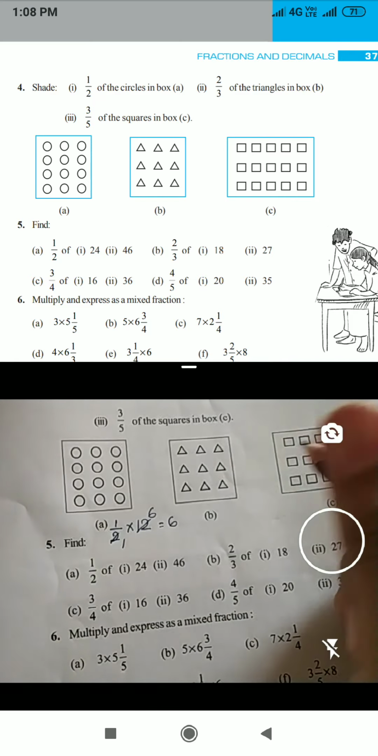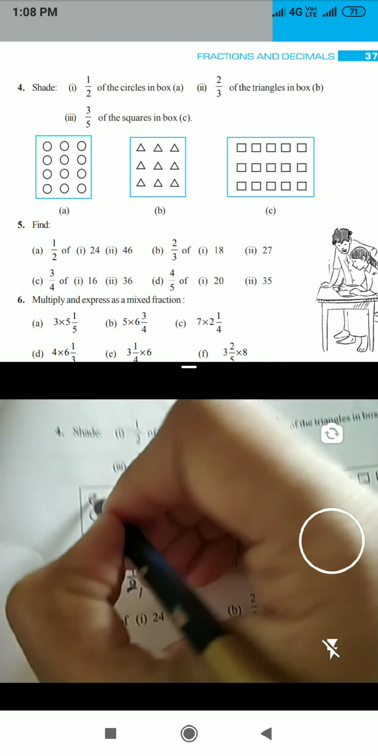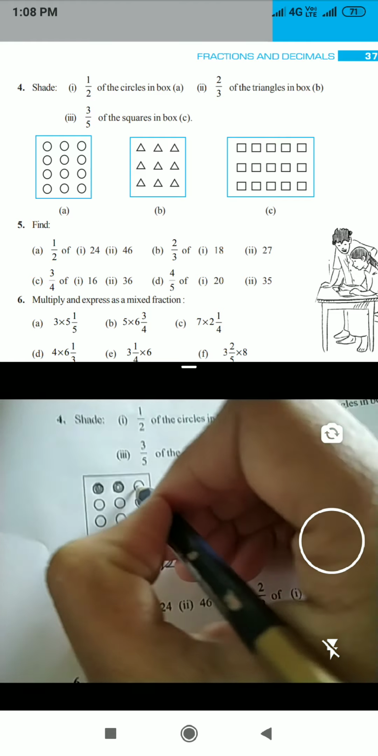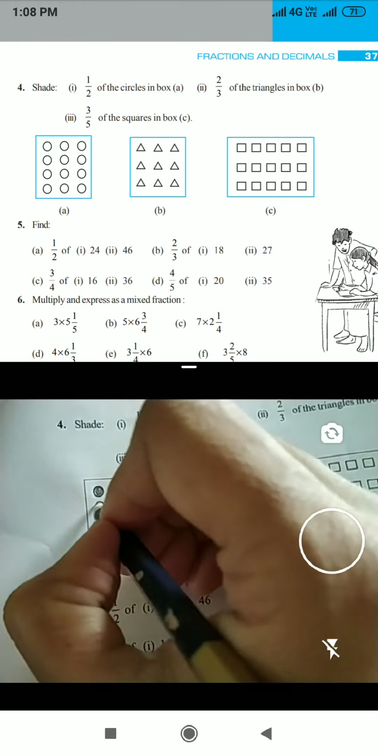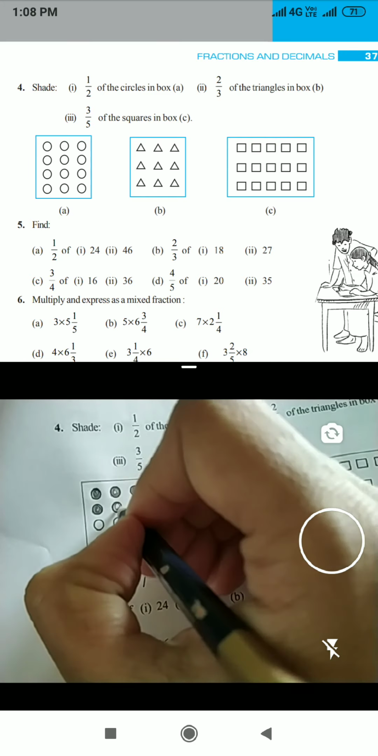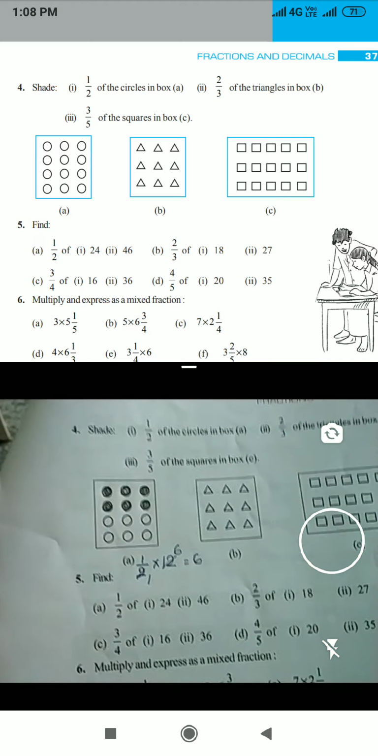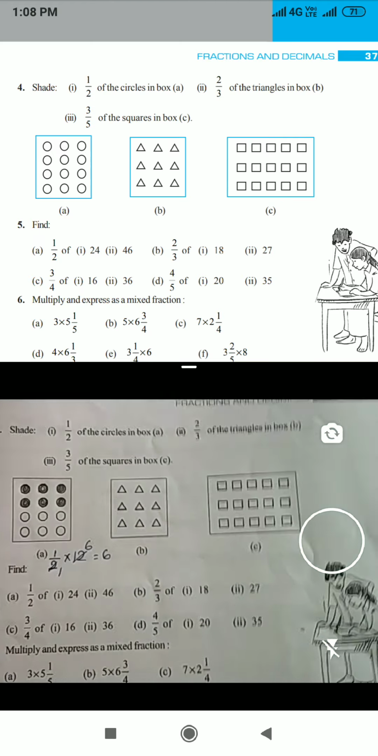Okay, if we got the 6 means how many we have to shade here? 6 we have to shade. So any 6 you can shade. So see, I am going to shade now 6 circles. Okay, fine. Now the second one.